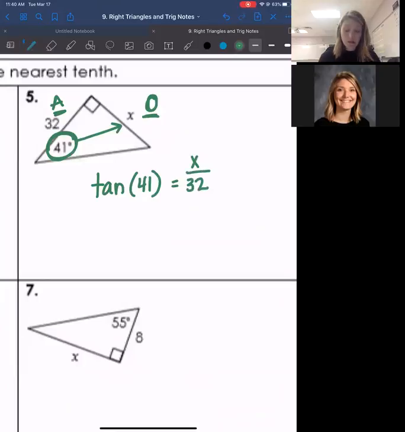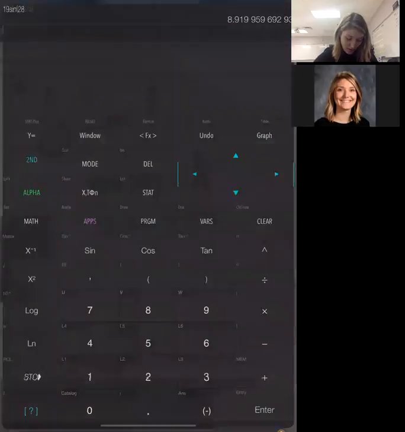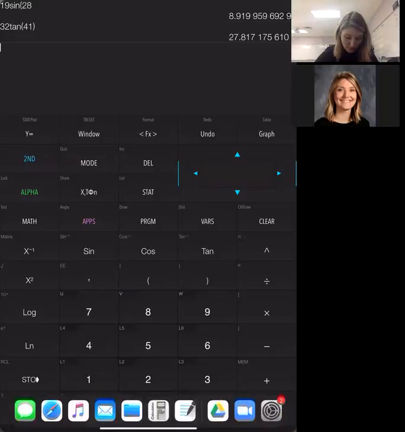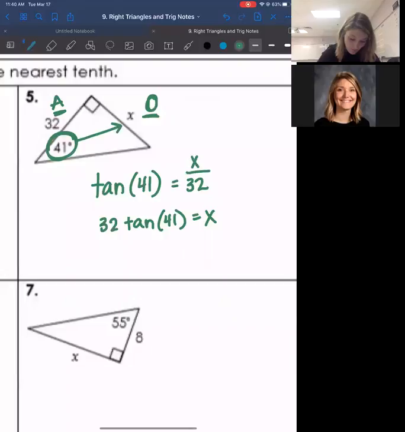adjacent. Same thing here, I'm going to multiply by 32 to get 32 tangent 41 equals x. I'm going to go to my calculator app here and type in 32 tangent of 41. Okay, and you get 27.8. So x is 27.8.